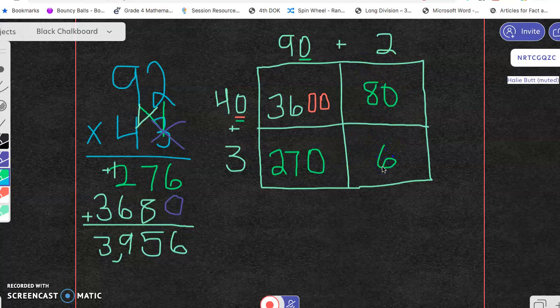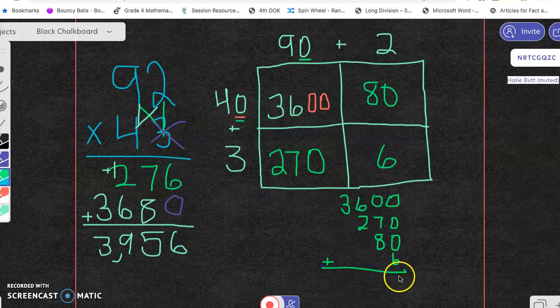Then you're going to, let's see if I can do this writing with my mouse, write all your numbers in your boxes. And remember, I like to go biggest to smallest because it helps line it up nice and neat. So 3,600, 270, we got 80, and we have 6. Not too bad for writing with my mouse.